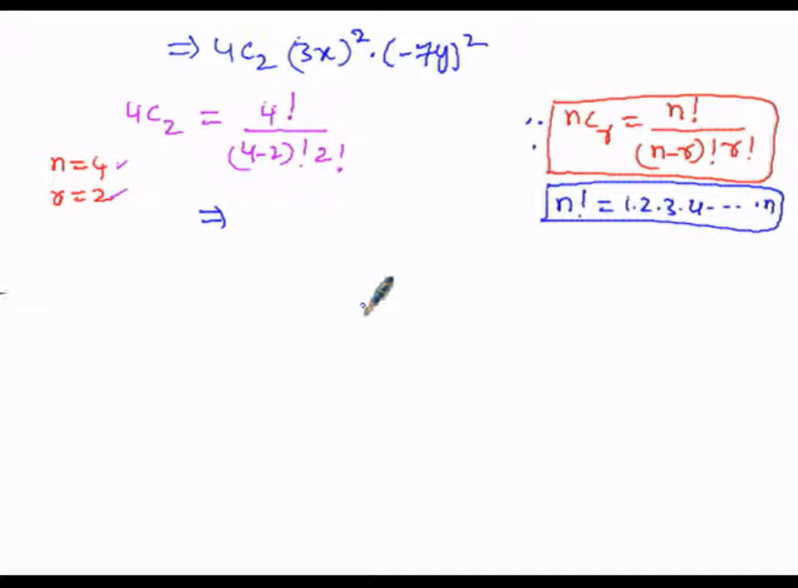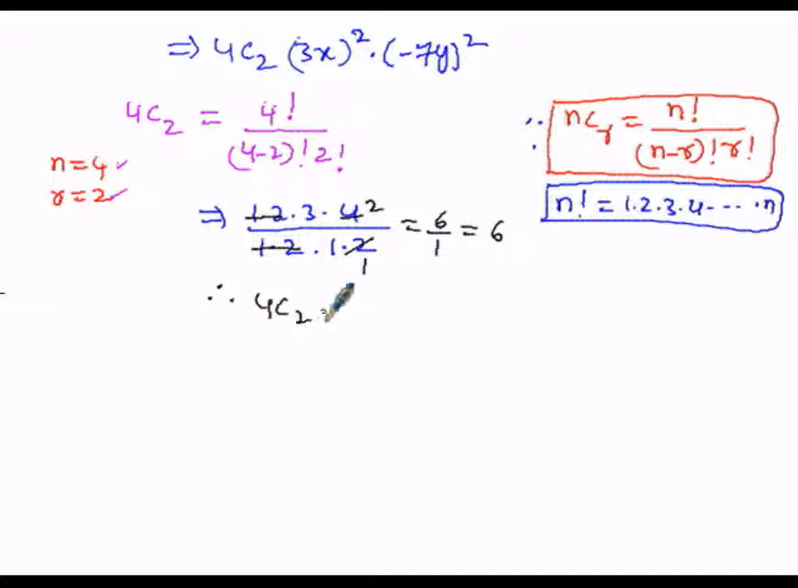Now I am going to expand 4 factorial as 1 into 2 into 3 into 4, divided by (4 minus 2), that is 2 factorial, which can be written as 1 into 2, and the other 2 factorial again as 1 into 2. By cancellation, 1 into 2 and 1 into 2, we get 3 into 2 is 6, 6 divided by 1 is 6. In this manner, I got 4C2 value as 6.